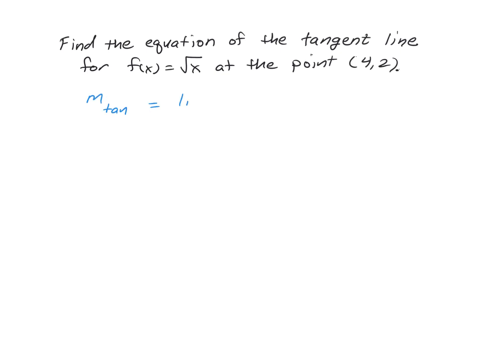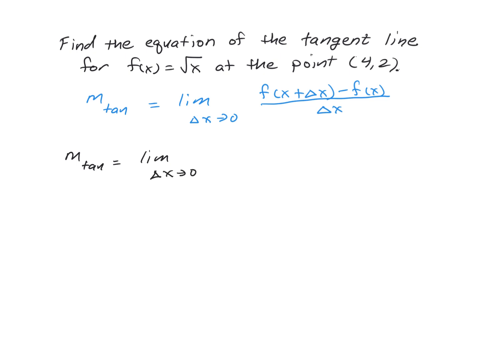is going to be the limit, and you can either use h or delta x, goes to 0 of f of x plus delta x minus f of x, all divided by delta x. So for this problem, the slope of our tangent line is going to be the limit as delta x goes to 0 of the square root of x plus delta x minus the square root of x, divided by delta x.